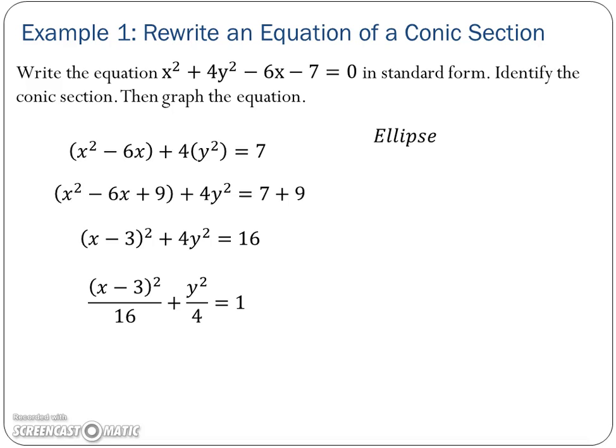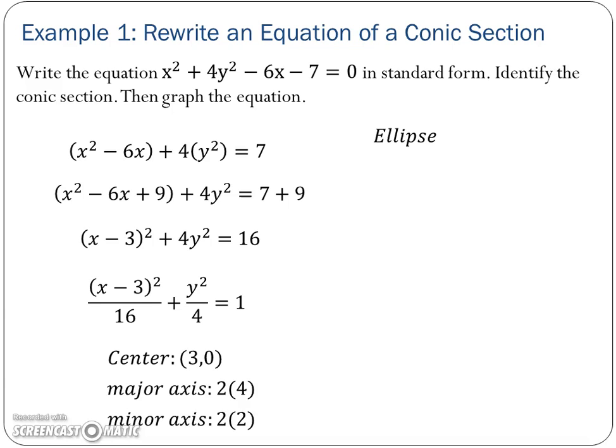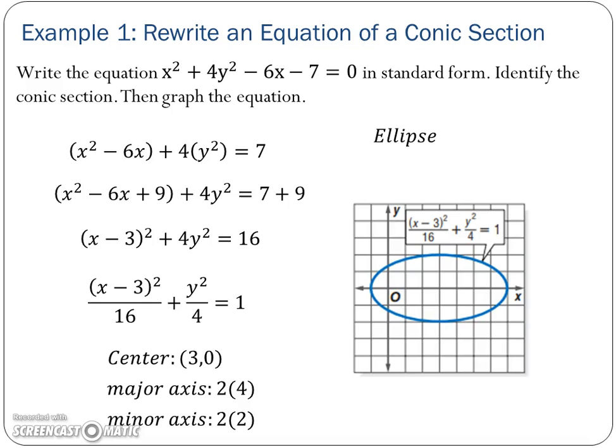The center is at 3, 0. The length of the major axis, the square root of 16, is 4, times 2 is 8. The length of the minor axis is the square root of 4, which is 2, times 2 is 4. And then we graph the ellipse by plotting the center and then drawing the major and minor axes. It is horizontal because x is with the 16, therefore it's with the a.